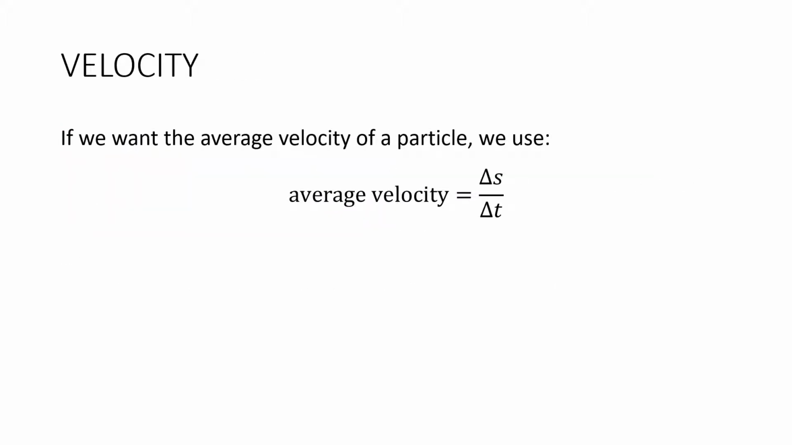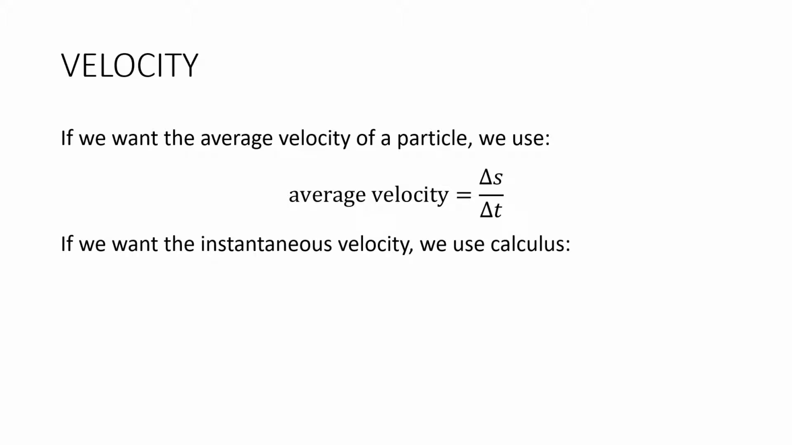Now velocity is the same as speed, except it's also got direction. We can find the average velocity of a particle. We would just do the change in displacement over the change in time. Remember, this symbol, delta, means change. But we're more interested in the instantaneous velocity. What's the velocity at that instant? And that's like the gradient of the tangent. So it's the first derivative.